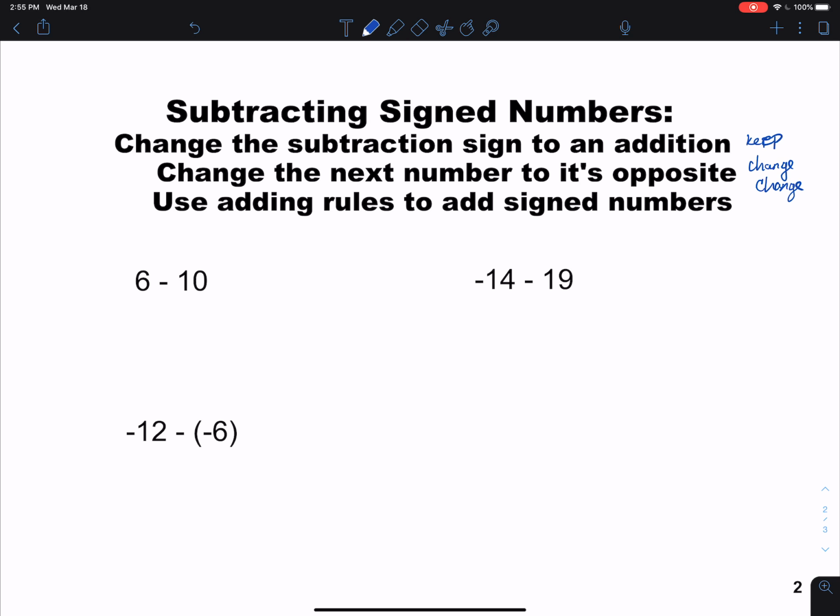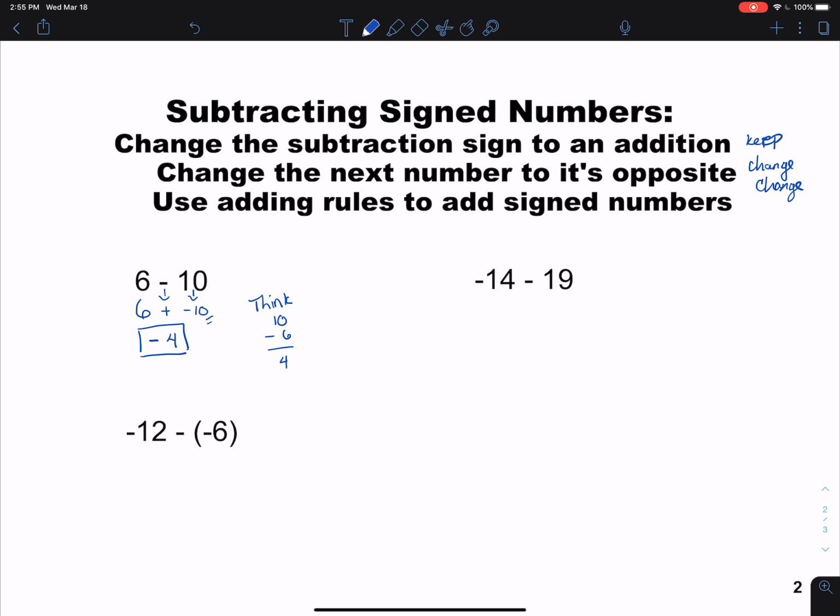So if we look at this first example, I have 6 minus 10. I'm going to keep the 6 the same, change that subtraction to addition, and change that positive 10 to a negative 10. Now I have an addition problem, and I can follow the addition rules. These are different signs, so I need to subtract the number parts, the absolute values. I'll do 10 minus 6, which gives me 4. Because my 10 is the bigger absolute value, and when it's written as addition, that 10 has a negative sign attached to it, my answer is also going to be negative.